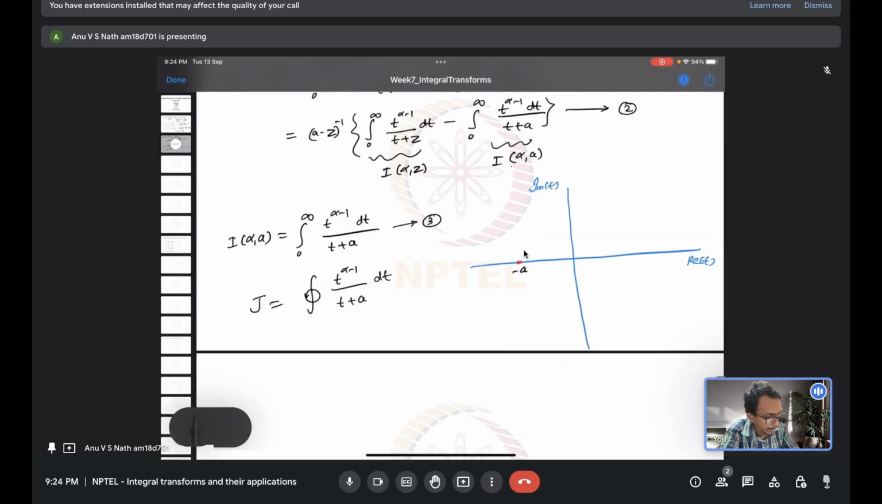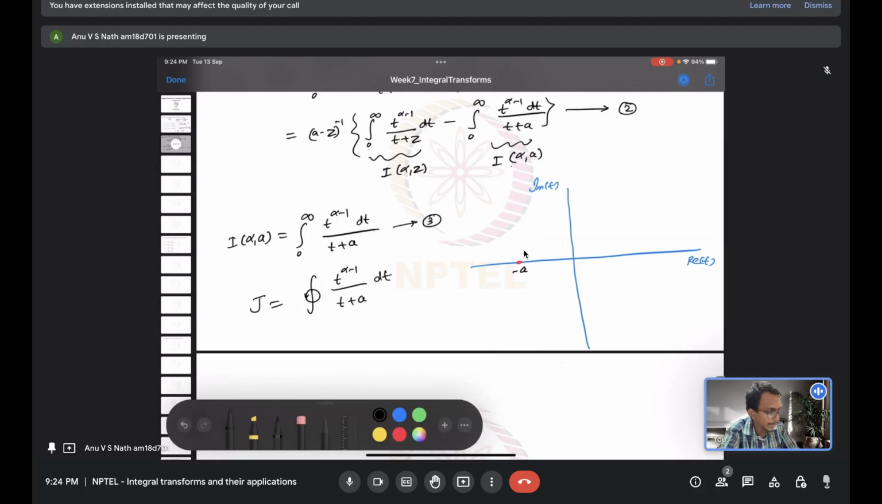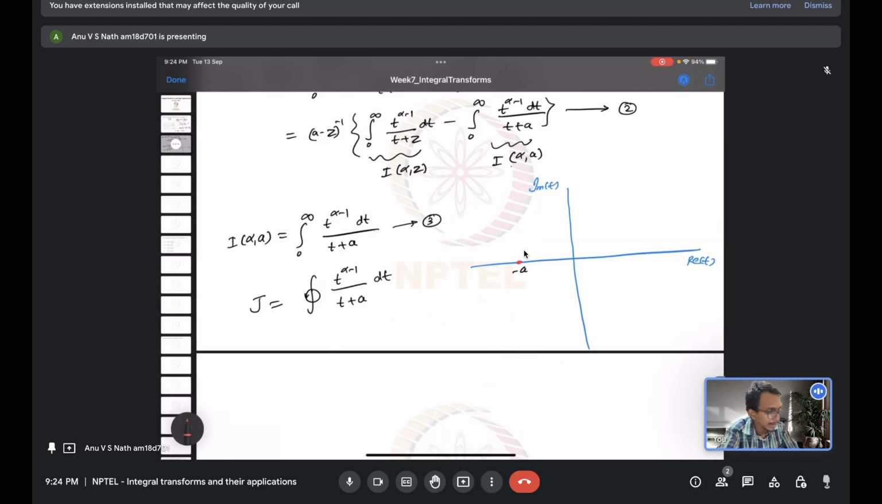Does this function have any other singularity? Blindly you may say it is nowhere singular, other than the location minus a. But see, alpha is any real number. Let's say alpha is 1.5. In that case, t raised to alpha minus 1 is t raised to 0.5, which is square root t. Now square root t has a branch point at 0. So 0 is a branch point.